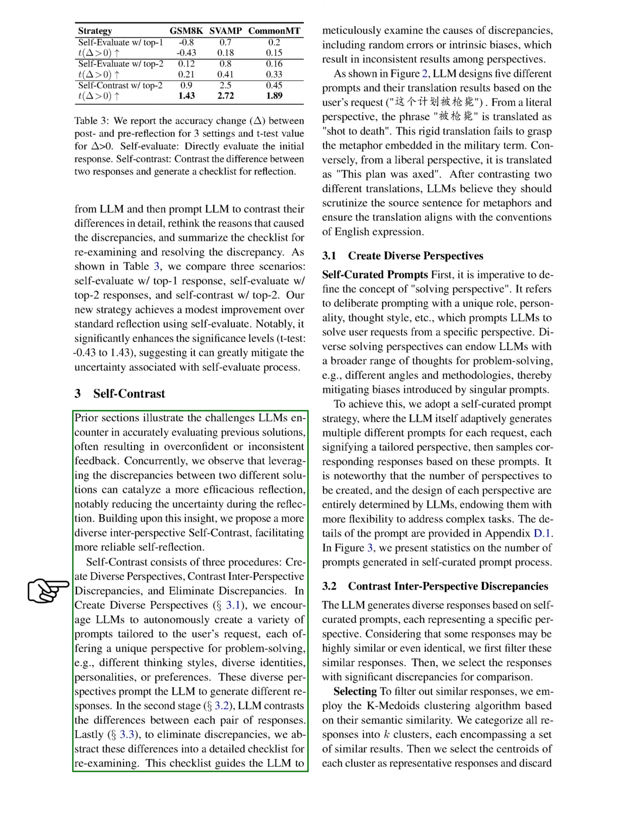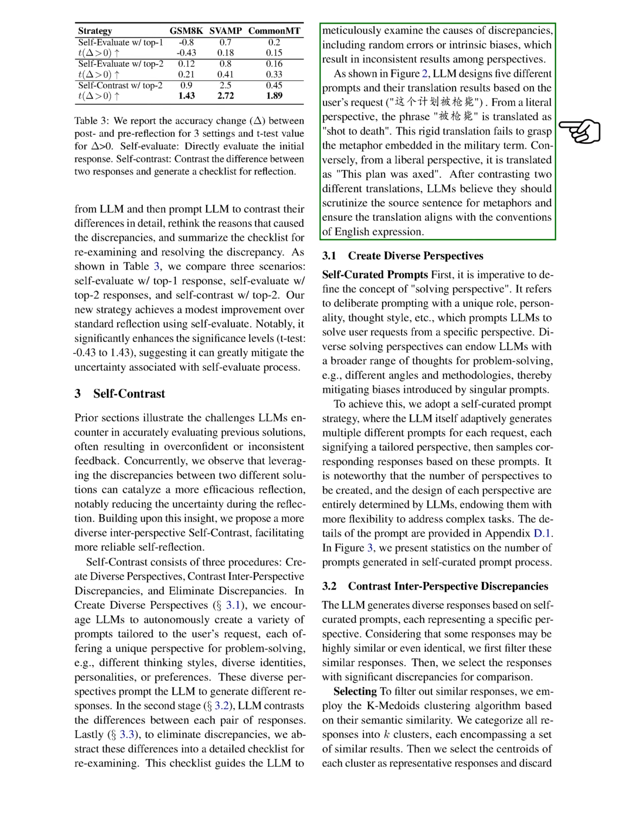In the first stage, we encouraged LLMs to autonomously create a variety of prompts tailored to the user's request, each offering a unique perspective for problem solving. These diverse perspectives prompted the LLM to generate different responses. In the second stage, the LLM contrasts the differences between each pair of responses. Finally, to eliminate discrepancies, we abstract these differences into a detailed checklist for re-examining.